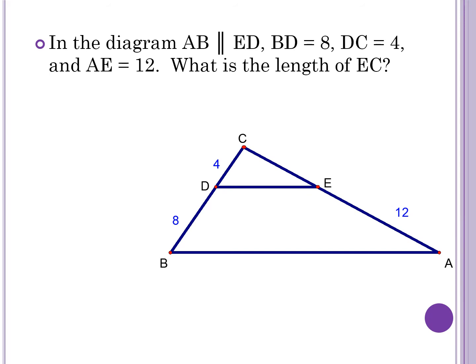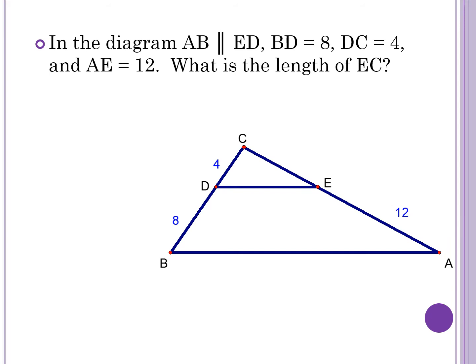Let's have another example. In the diagram, AB is parallel to ED. BD is equal to 8, DC is equal to 4, and AE is equal to 12. What is the length of EC? Again, we apply basic triangle proportionality theorem.